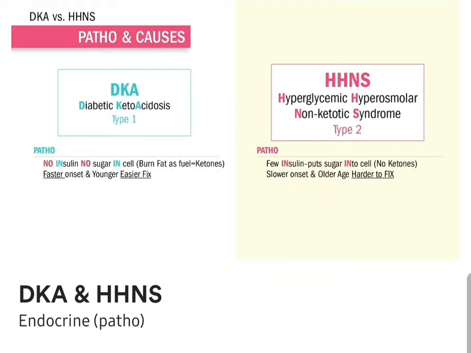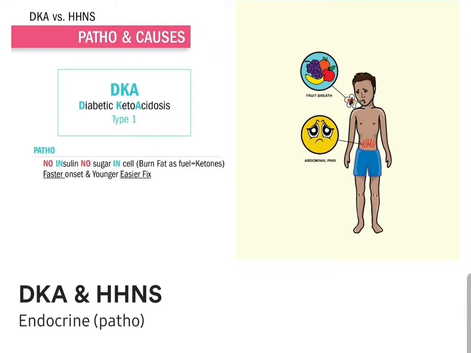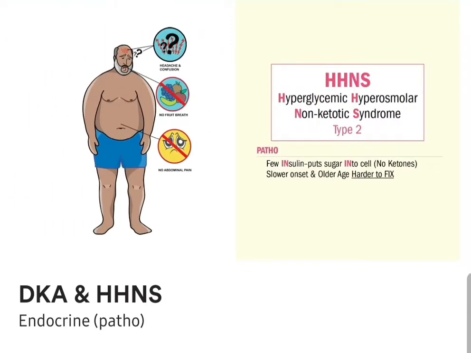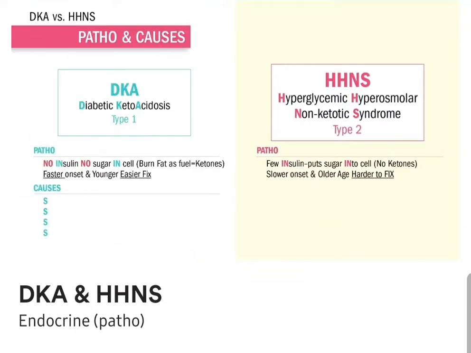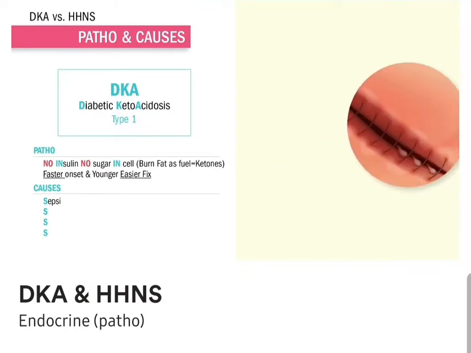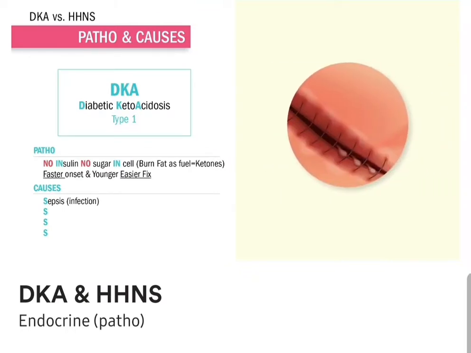burning glucose. Now, typically, DKA has a faster onset, and consequently, it's easier to fix, since the patients are young with type 1 diabetes. And HHNS is a slower onset with older patients. So guys, it's harder to fix HHNS. Now for the causes, DKA, remember the 3 S's like high sugar. So sepsis, like infection, guys, always an NCLEX favorite. The #1 cause of DKA is infection.